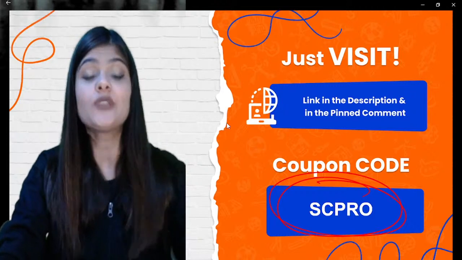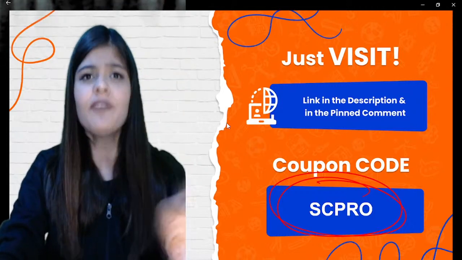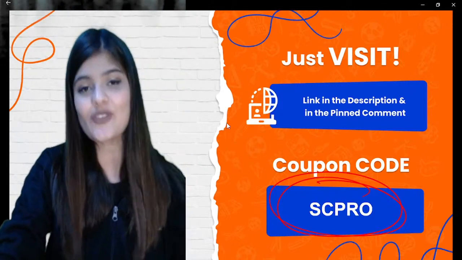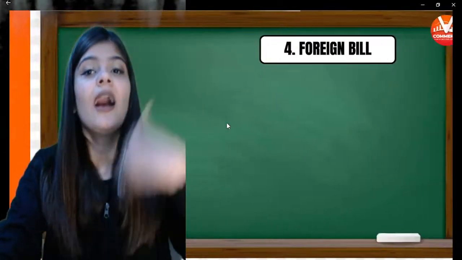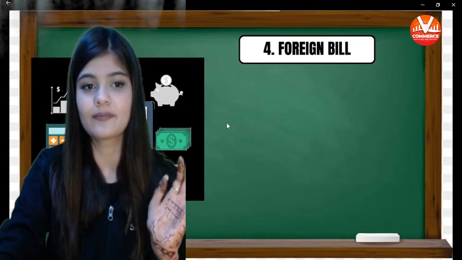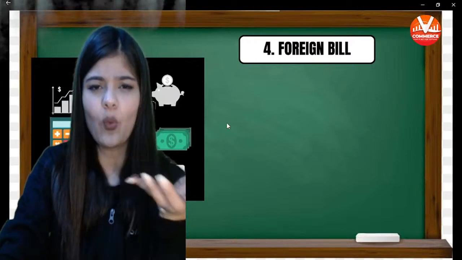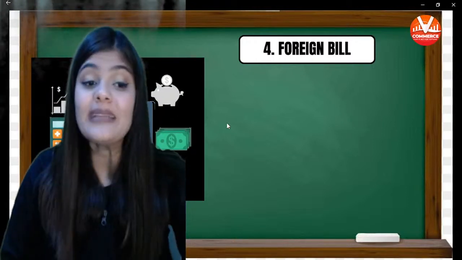Now coming on to the fourth type of bills of exchange. The fourth type of bills of exchange is foreign bill. अब ये foreign bill क्या होता है? What do we mean by foreign bill?